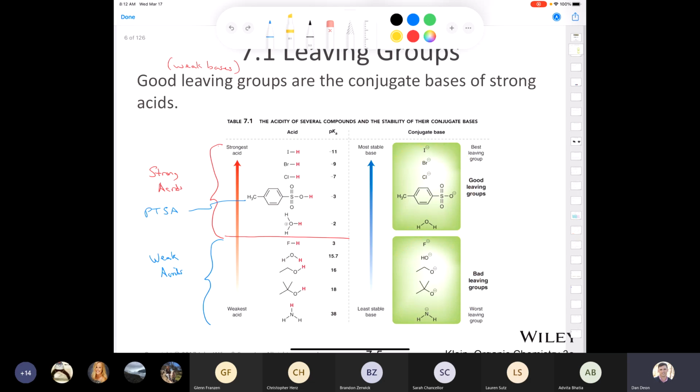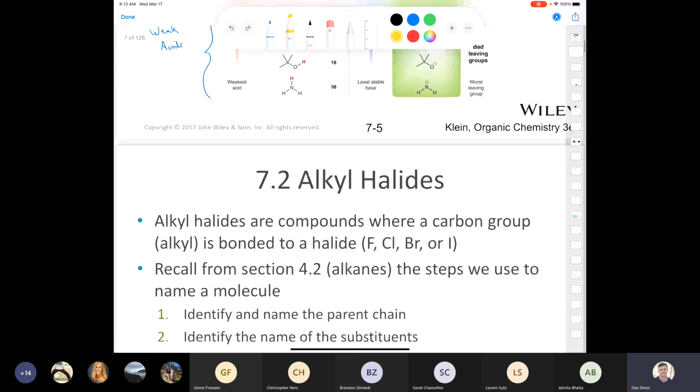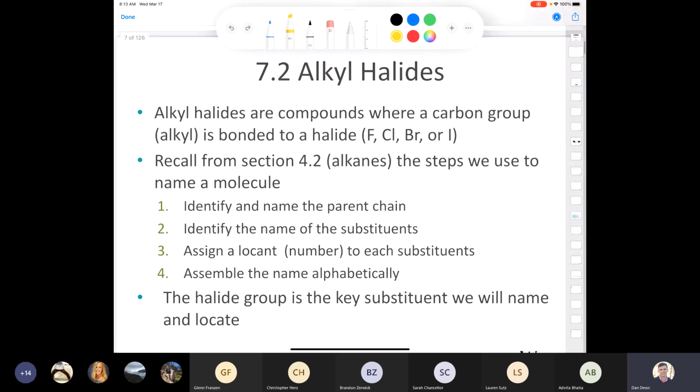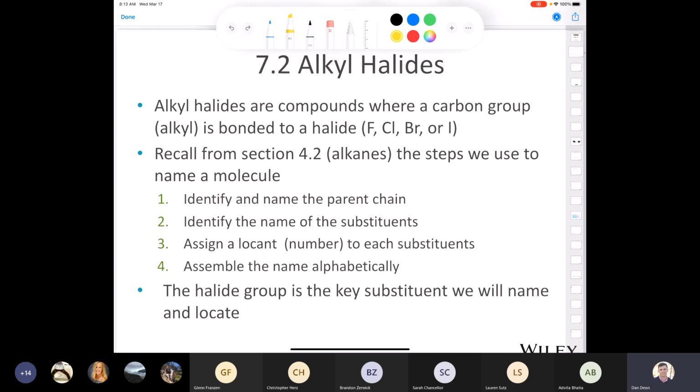So now that we've decided what a good leaving group is and what a poor leaving group is based off of our knowledge of acidity, let's talk a little bit more about alkyl halides, because we need to know a lot about alkyl halides in order to move forward in this chapter. I'm going to say the name of an alkyl halide from time to time, and you need to know what I'm talking about. So we're going to have to talk about nomenclature of alkyl halides.